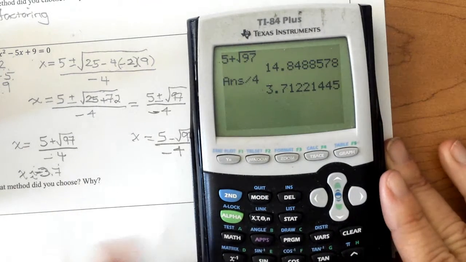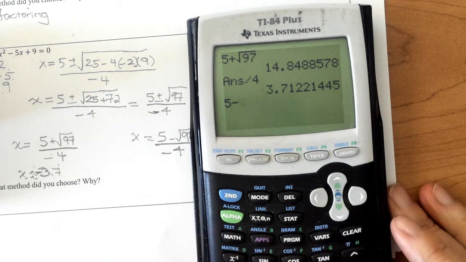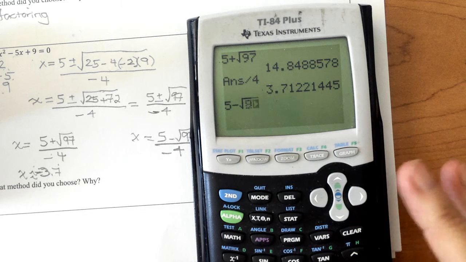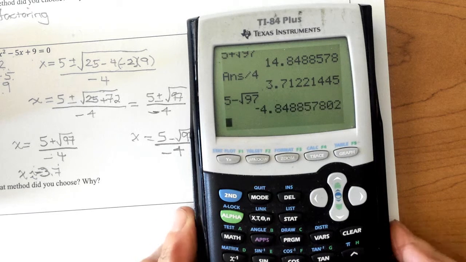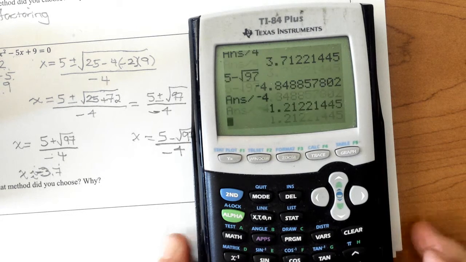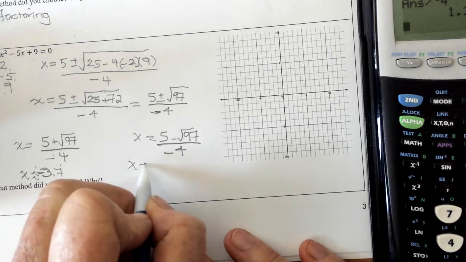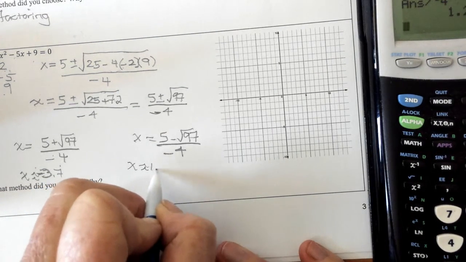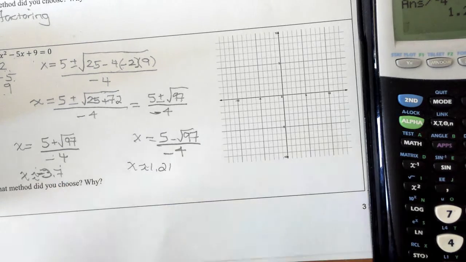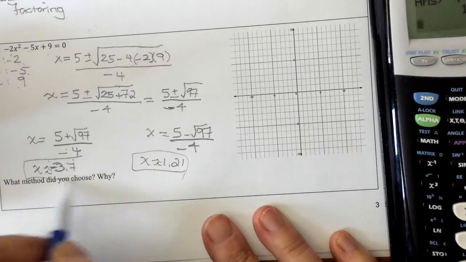So I'm going to go 5 minus the square root of 97, which is equal to, I've got a negative there. Now I'm going to divide that by negative 4. What do I get? I get 1.21. So x is approximately equal to 1.21. So I've got my two answers right here.